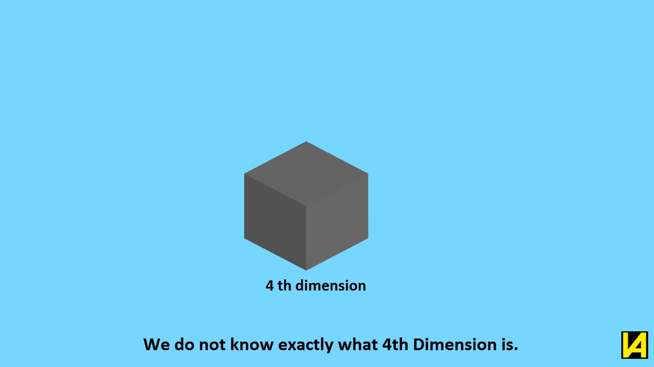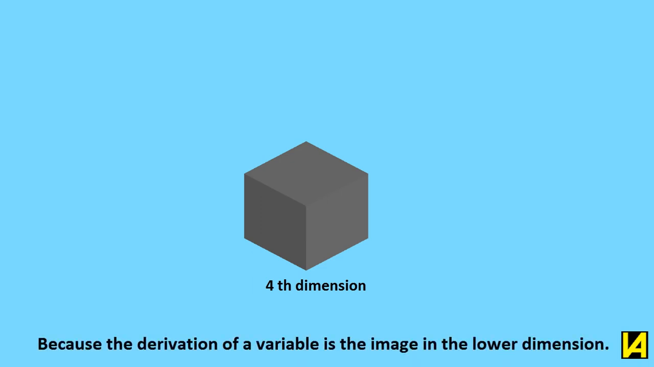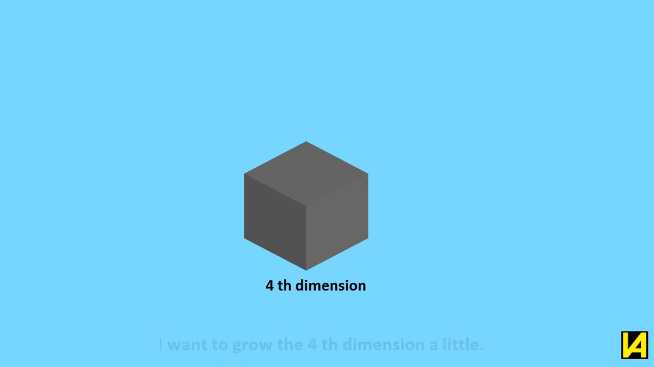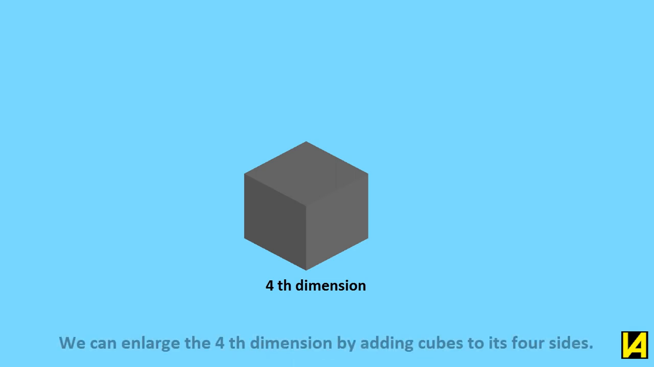We do not know exactly what the fourth dimension is, but we can see the derivative of the 4th dimension. Because the derivative of a variable is the image in the lower dimension. I want to grow the 4th dimension a little. The least possible growth. We can enlarge the 4th dimension by adding cubes to its 4 sides.